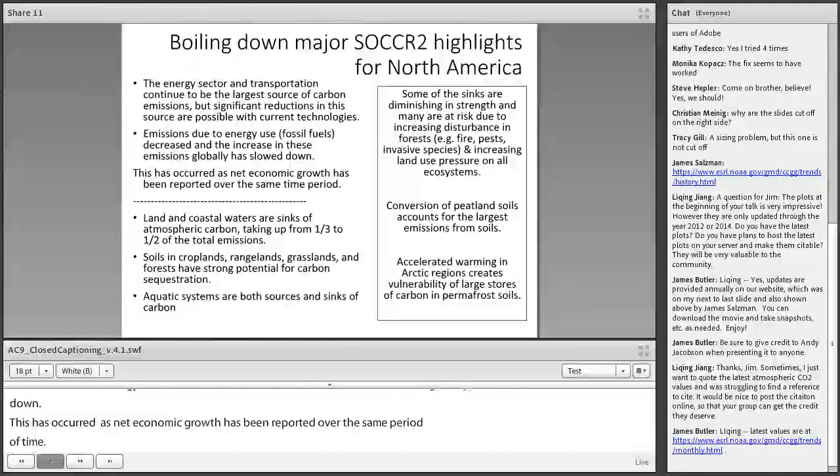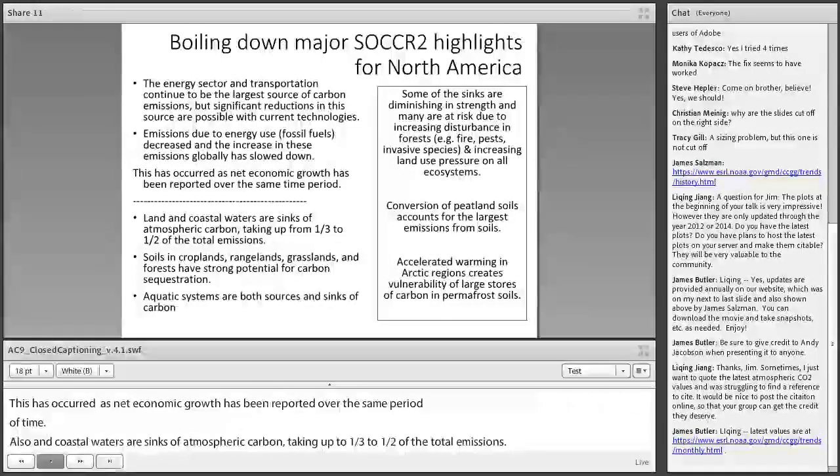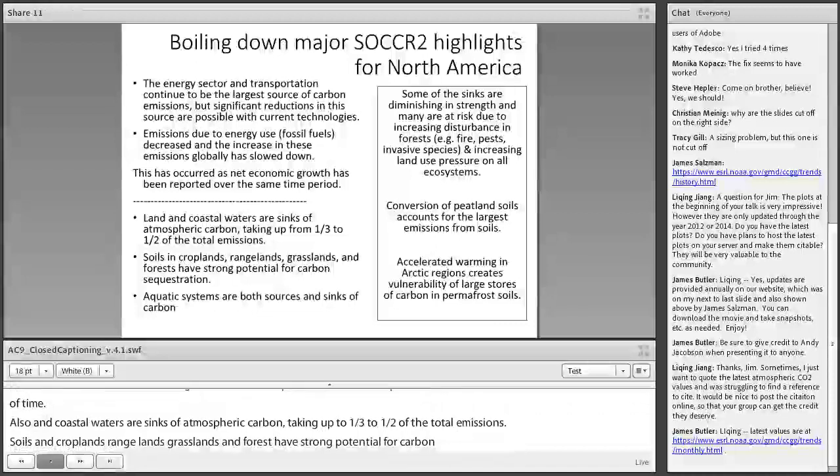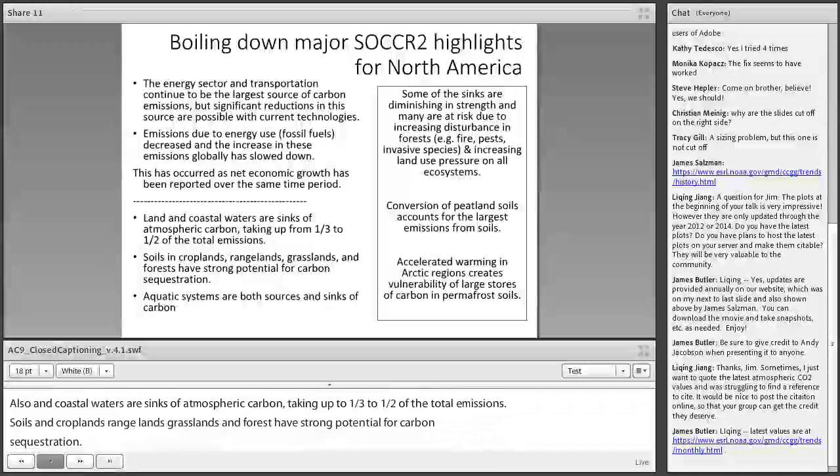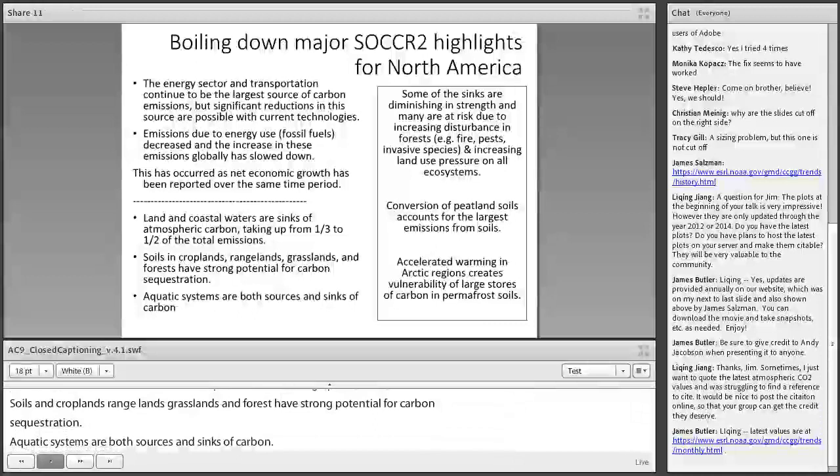Also, land and coastal waters are sinks of atmospheric carbon across North America, taking up about 1/3 to 1/2 of total emissions. And soils and croplands, rangelands, grasslands, forests continue to have a strong potential for carbon sequestration. Some of the sinks are diminishing in strength, and many are at risk due to increasing disturbance in forests, such as fires, pests, invasive species, and increasing land use pressure on all ecosystems.